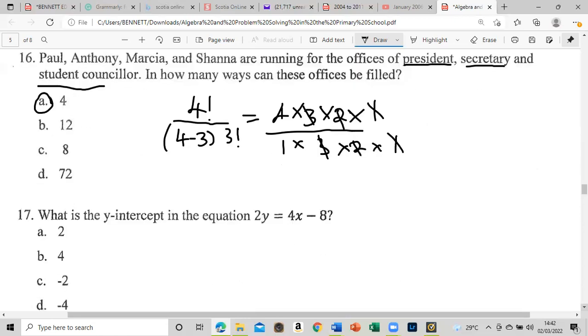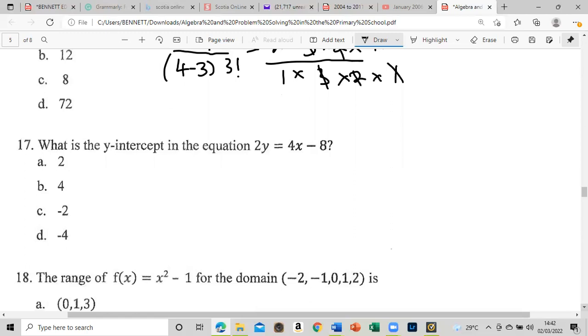Number 17. What is the y-intercept in the equation 2y equals 4x minus 8? Guys, I don't want to sleep, you know. I take a nap when we're done.